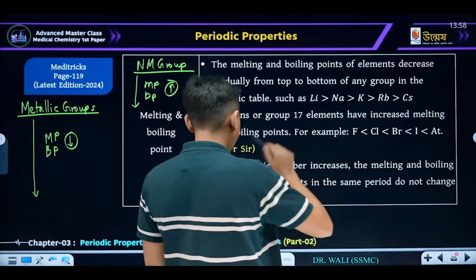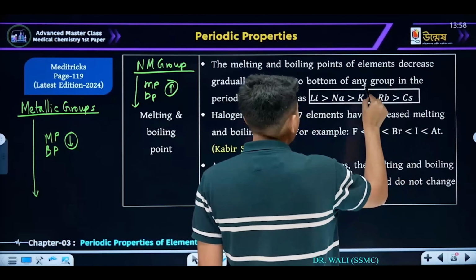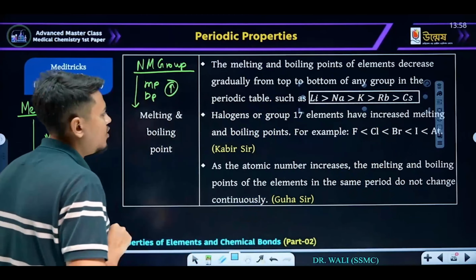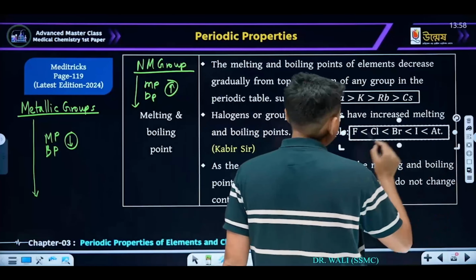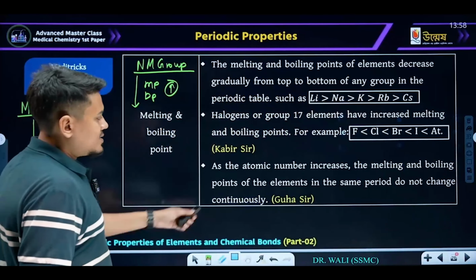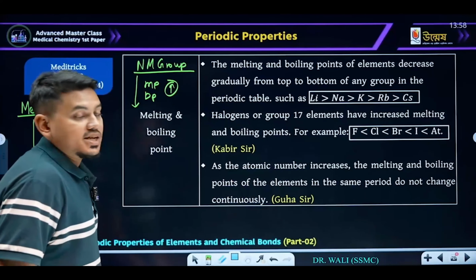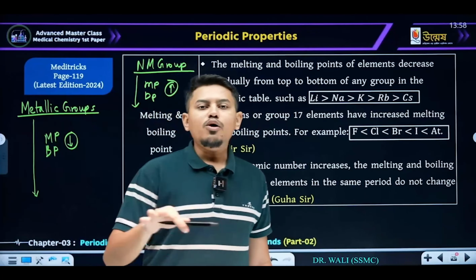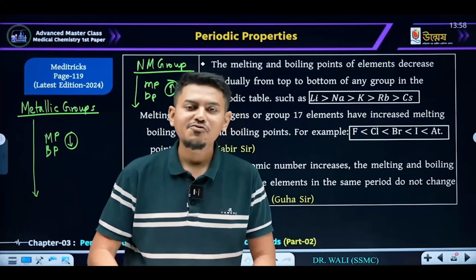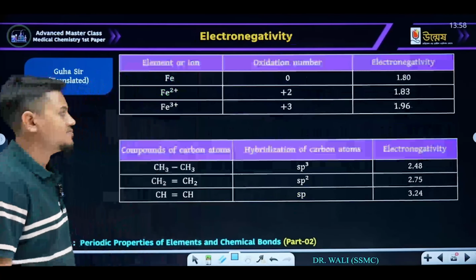See, lithium shows the highest melting point and cesium is, to some extent, liquid at room temperature. On the other hand, about halogens, you can see that astatine is solid while fluorine is gas. As the atomic number increases, the melting and boiling points of elements in the same period do not change continuously. This is also important: melting point and boiling point are not periodic properties. They rather follow a trend in the group, but do not show any trend in a period.